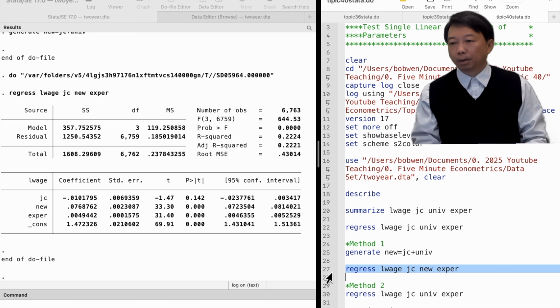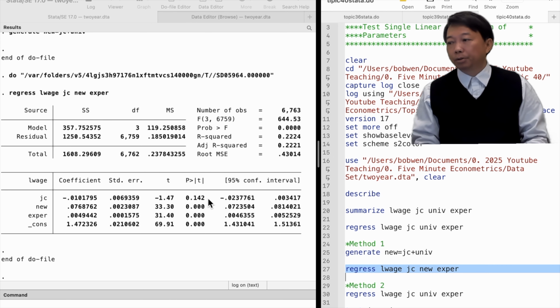The OLS results window shows that the estimate for theta is minus 0.01, and its t-statistic is minus 1.47. The p-value is 0.142. It suggests that the difference in return to education between a 2-year college and a 4-year university is not statistically significant at levels lower than 14% in a two-tailed t-test. For instance, it is not statistically significant at a 10% level against a two-sided alternative.